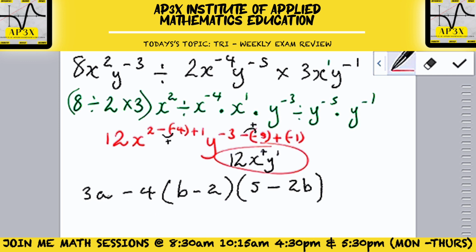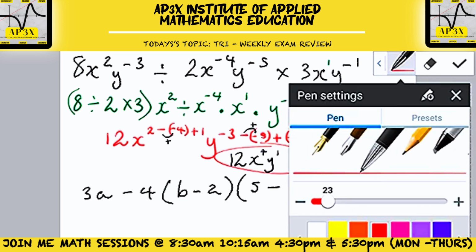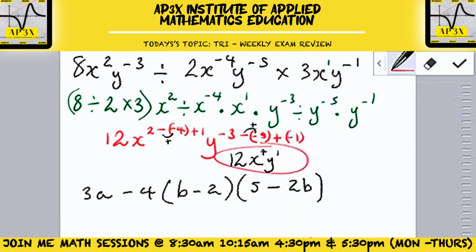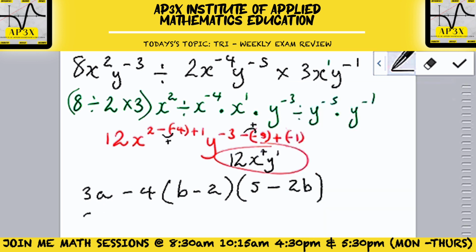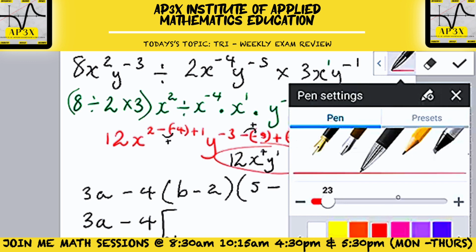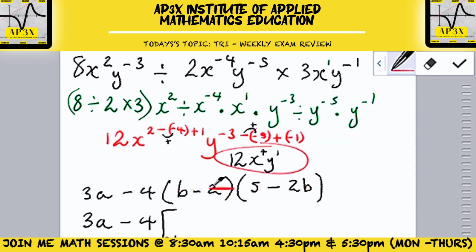So what we have here is 3a take away 4 open bracket b minus 2 close bracket open bracket 5 minus 2b. How do you approach this question? Well, I've advised my students in my previous tutorial video, which I'll link in the description and right here in the cards. I would particularly approach the binomial expansion first. I would therefore write down my 3a take away 4 and I will open a huge square bracket here, and then what I'm going to do is that I'm going to then distribute the double brackets.